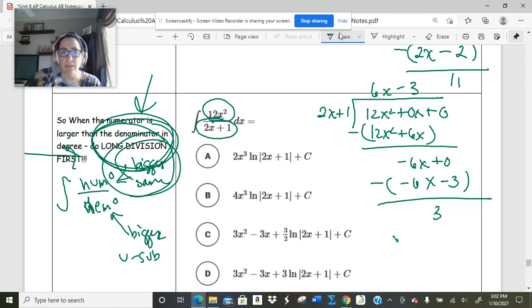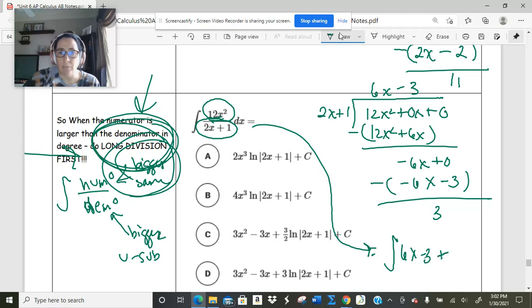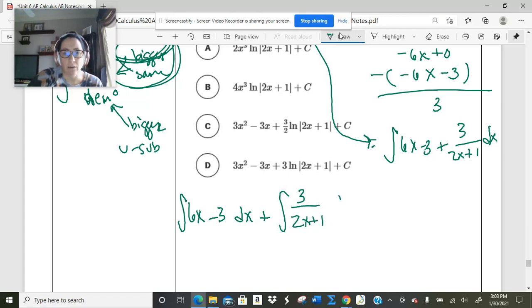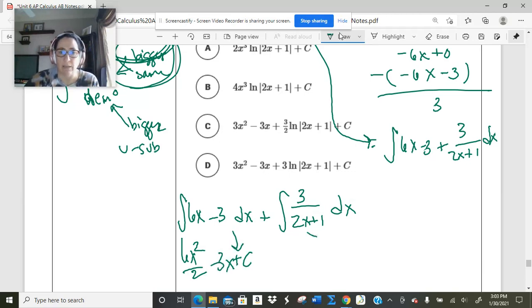And so now I can see that this integral actually becomes the integral of 6x minus 3 plus 3 over 2x plus 1 dx. Now that I have that, I'm going to say this first part is an easy power rule. Then I have over here where I'm going to do a u sub. So this is just 6x squared over 2 minus 3x plus c. And you can put the c here or just wait, doesn't matter. But over here, I have to go do my u sub.